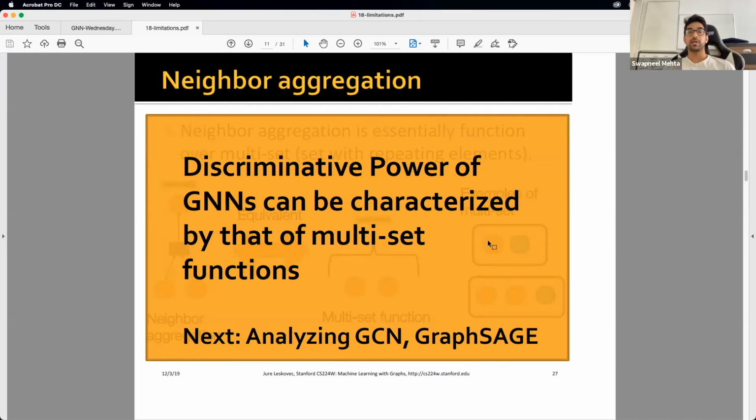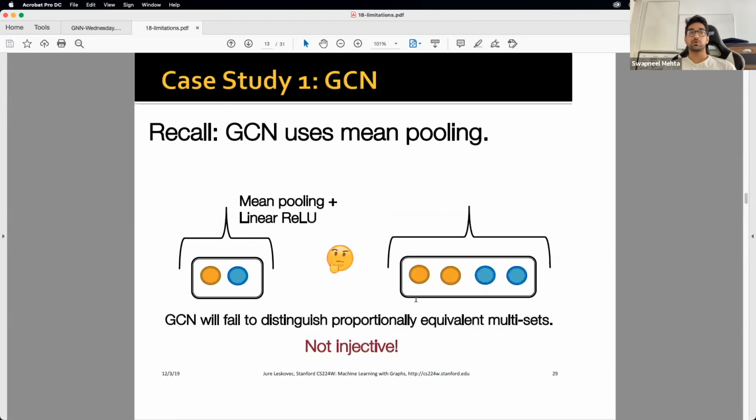Now we can jump into properly analyzing graph convolutional networks and this very popular random sampling algorithm, GraphSAGE, in terms of what is going on. So it turns out graph convolutional networks use mean pooling. For mean pooling, you probably already see where I'm going here. The average of yellow and blue is, let's say, green. Can you tell me what will be the average of two yellow and two blue? It's going to be the same.